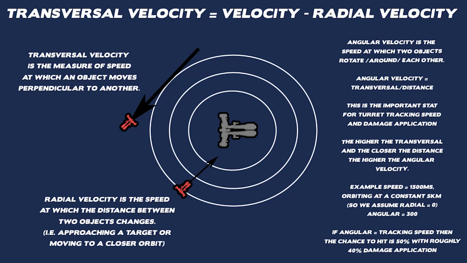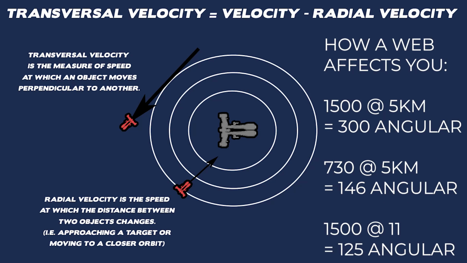I just want to talk about how a stasis webber fire will end up affecting you when you are speed tanking. It's definitely your worst enemy when it comes to angular velocity. So we'll take the example from the first slide. 500 m/s at 5 kilometers gives you 300. They're called radians per second, but for the sake of this video, I'm just putting angular. So 300 in terms of angular velocity.